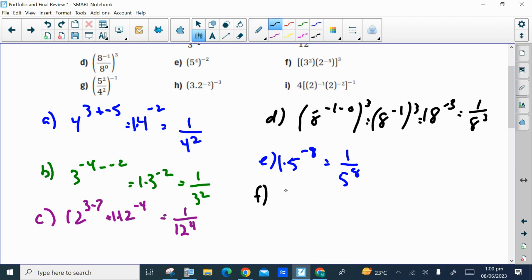Part F. The bases inside the bracket are not the same. So you cannot combine those two inside the square brackets. So what you would do is you would go straight to raising the powers inside to the power 3 outside. The power on 3 is 2, but 2 times 3 is 6. Times the power on the 2 is negative 5, times 3 is negative 15. The 3 to the 6th will stay on top, the 2 will move to the bottom, and the sign will become positive 15. There's your answer. Nothing else can be done because the bases are not the same.